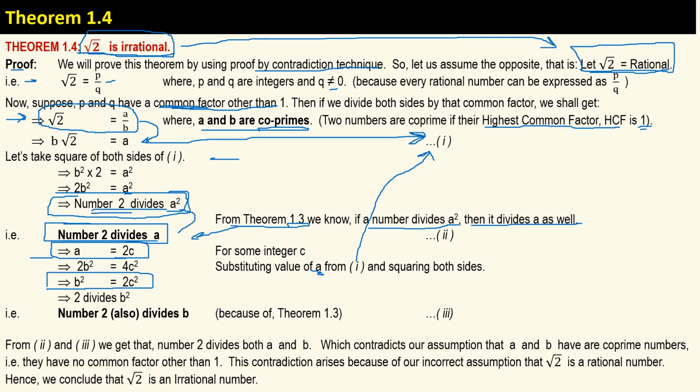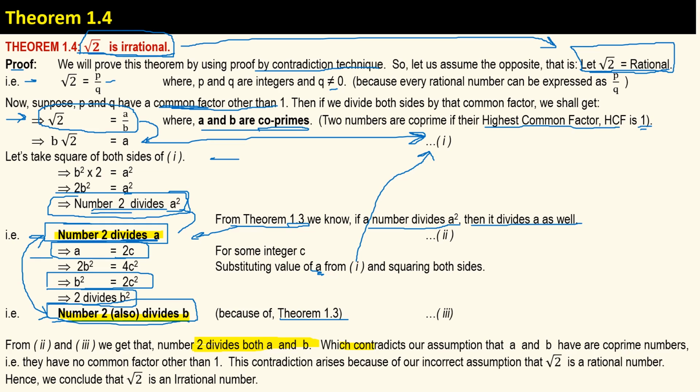And if we see this equation carefully, we can see that 2 divides b square, or if we write using Theorem 1.3, that number 2 also divides b. So if you see these two items that we have written here, we will notice that number 2 divides a and number 2 also divides b. So both the numbers, a and b, can be divided by 2.